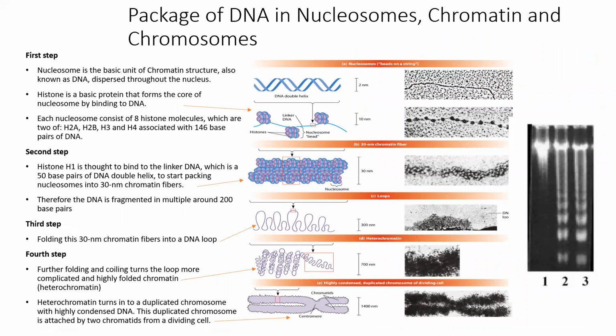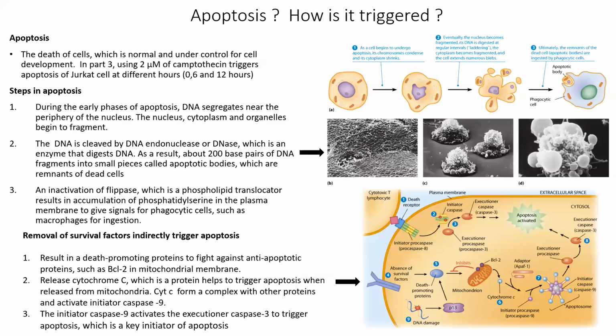And you can see the result in the 200 base pair fragments of DNA from the apoptotic cell body fragments, dead cells. As a result, we see that lane 3 has a slightly different intensity than lanes 2 and 1, because it was incubated with the camptothecin for a longer amount of time.